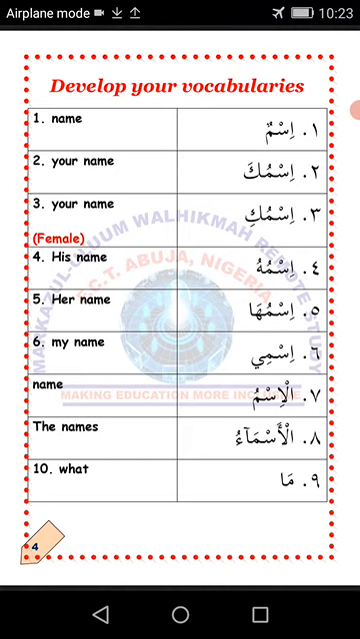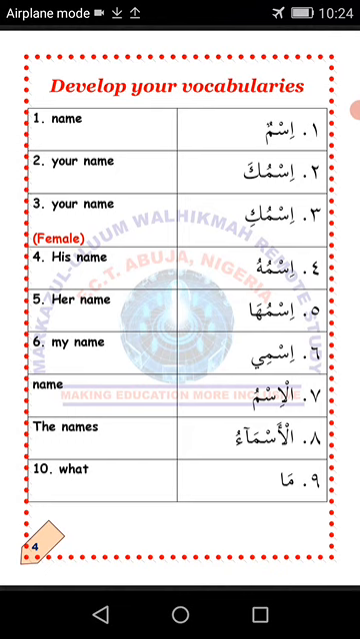When you say kitabun, it means a book. But when you say al-kitab, it means the book. Qalamun, a pen. Al-qalamu, the pen. Daftarun, a notebook. Ad-daftaru, the notebook. Masjidun, a mosque. Al-masjidu, the mosque. لعلك فهمت. I hope you understand.